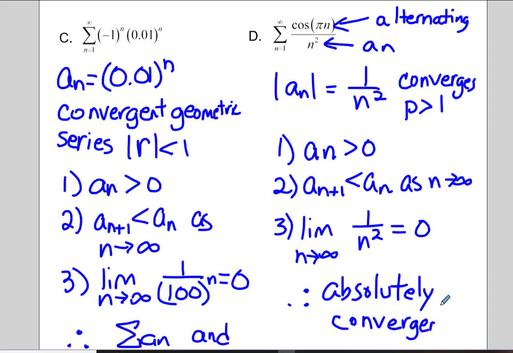So your issue is just to make sure that you're meeting the conditions each time, that you have the alternating signs, and you know whether you have a convergent series and the absolute value converges.